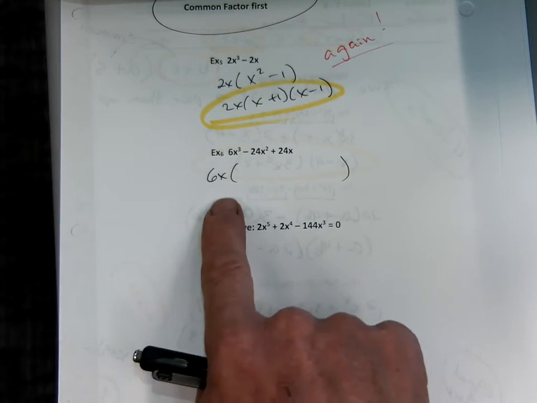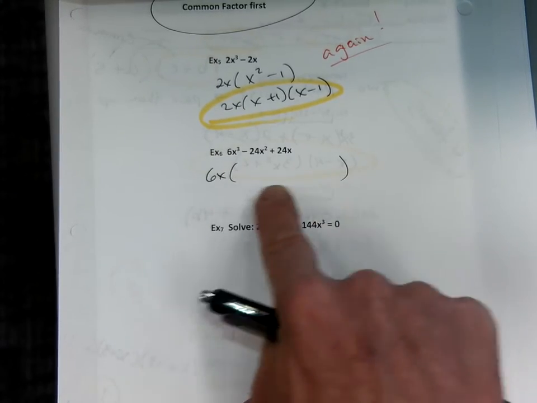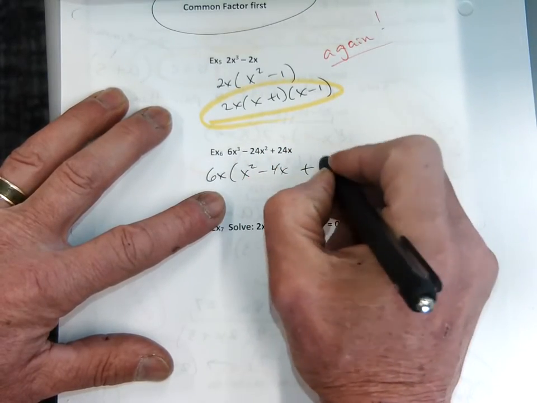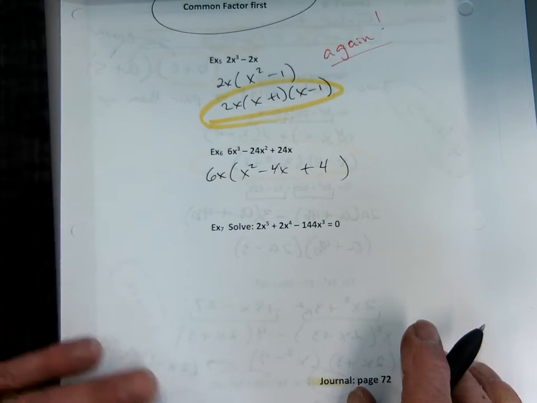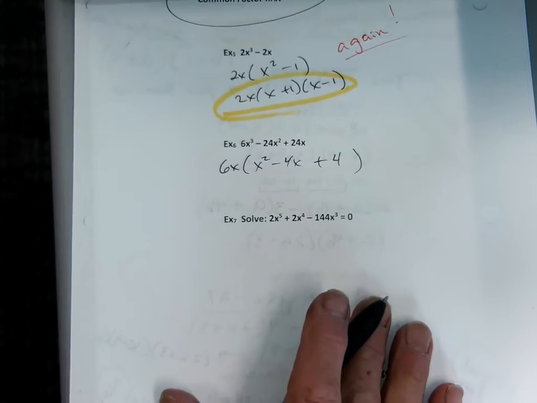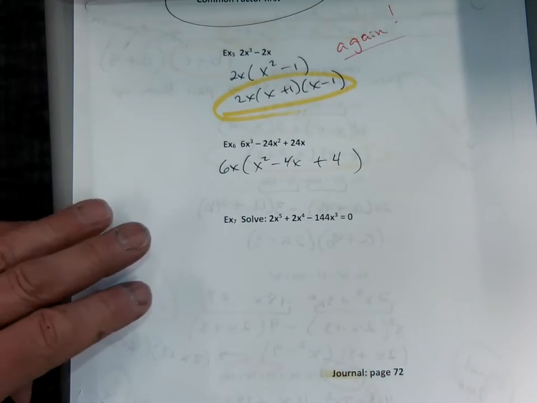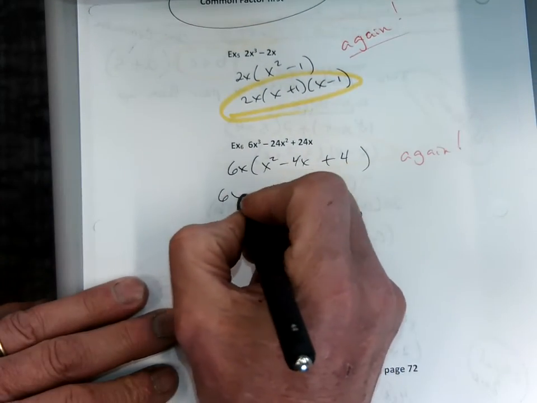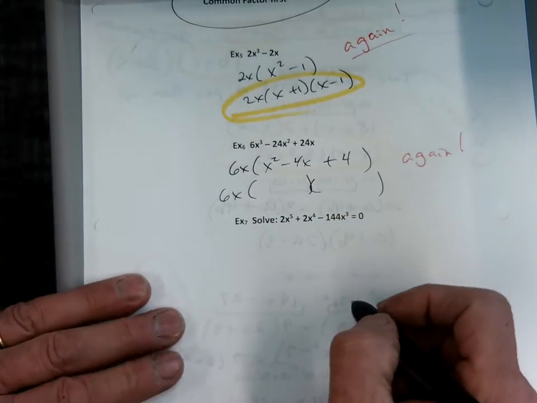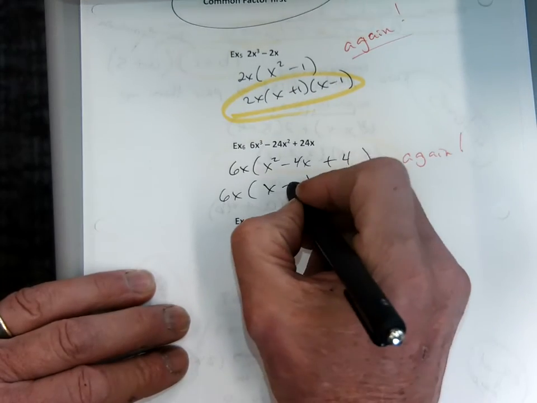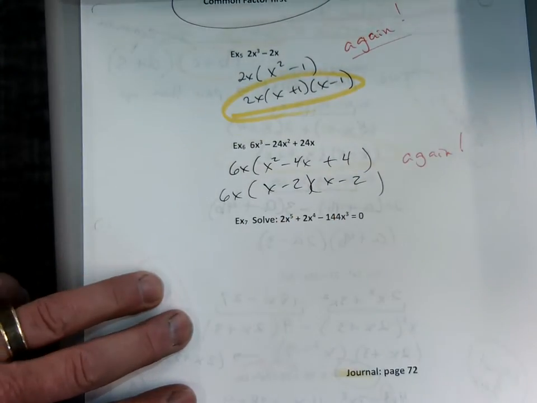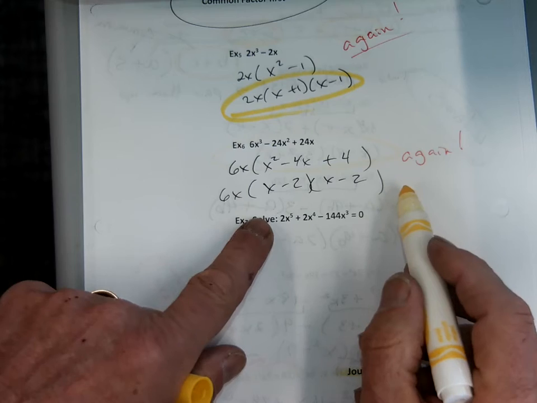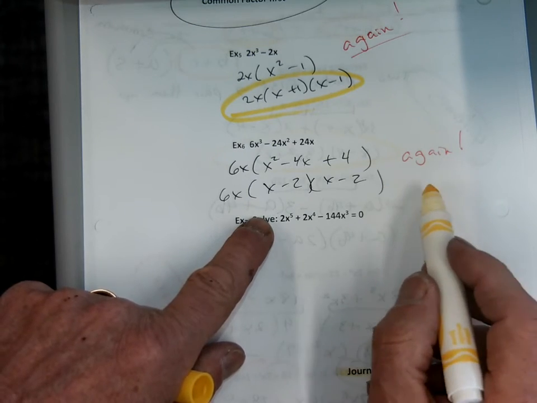How about example 6? I agree. Take out a 6x. What's left inside? Okay, good. Now we can't do anything with that. Oh no, we can. Oh, we can do it again. Boy, it's early for me too. Can't believe I almost missed that. x minus 2, x minus 2. Awesome. And again, Scott, there's no equal sign, right? No equal sign, no solve.